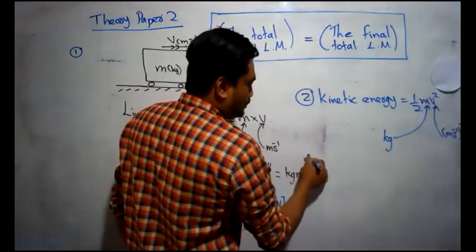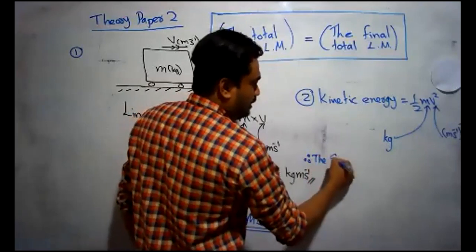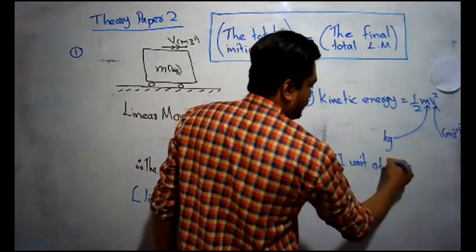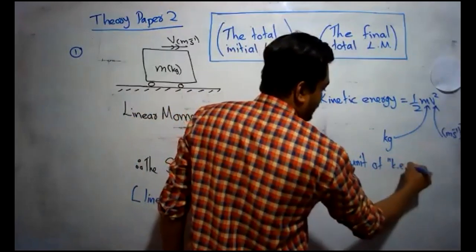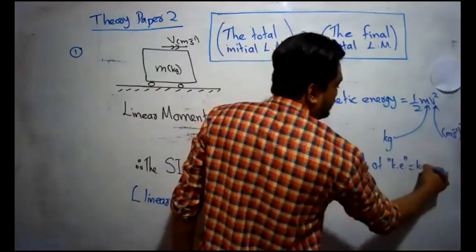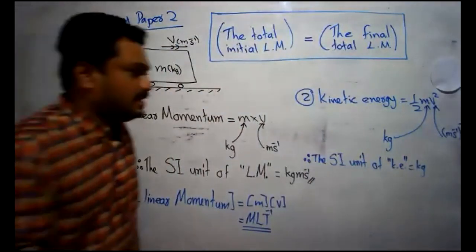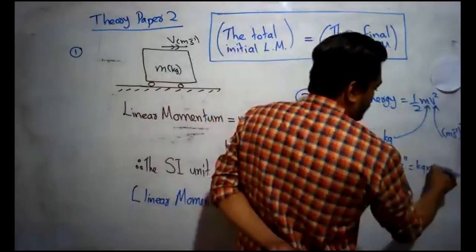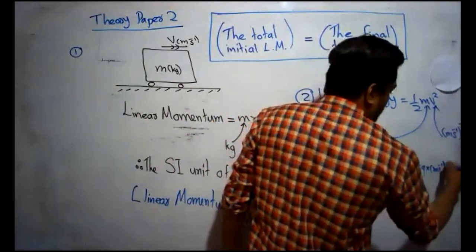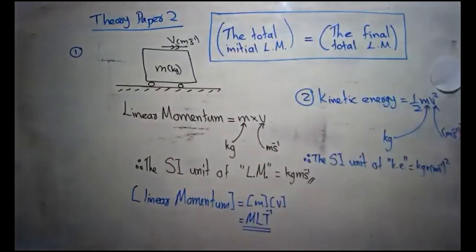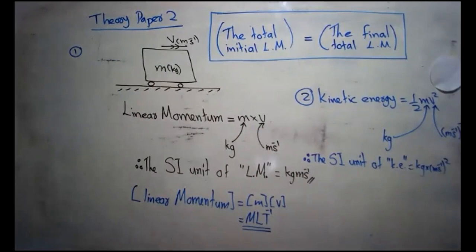So therefore, the SI unit of kinetic energy is kg. Mass is kilogram. Velocity is ms minus 1, but we have to get the square. Can you simplify and check the final answer? What will you obtain as the final?